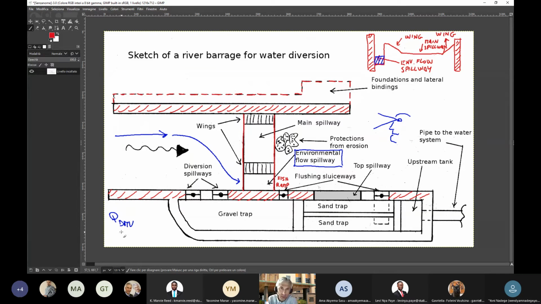Of course, not always. You can also see some barrages where the main spillway goes straight against the sidewalls. And it may be that in that case, the designer, the engineer, was not concerned by the erosion of the slopes, okay? Very good.